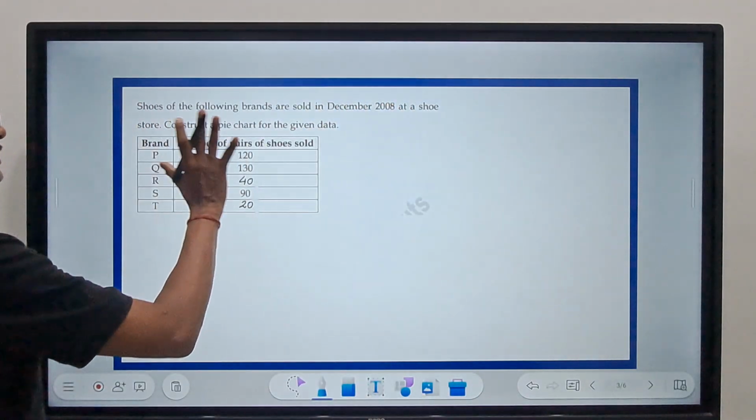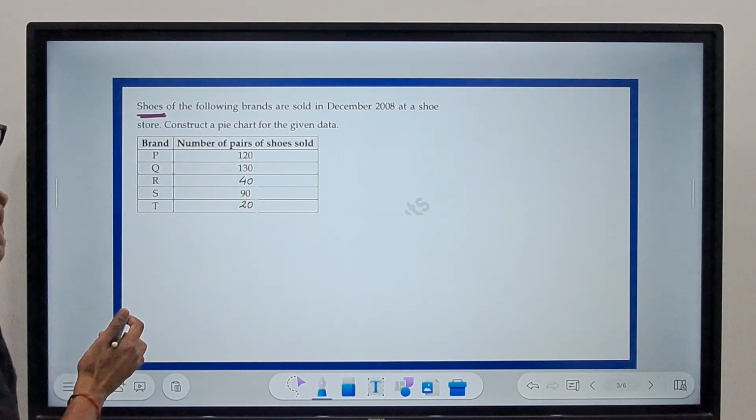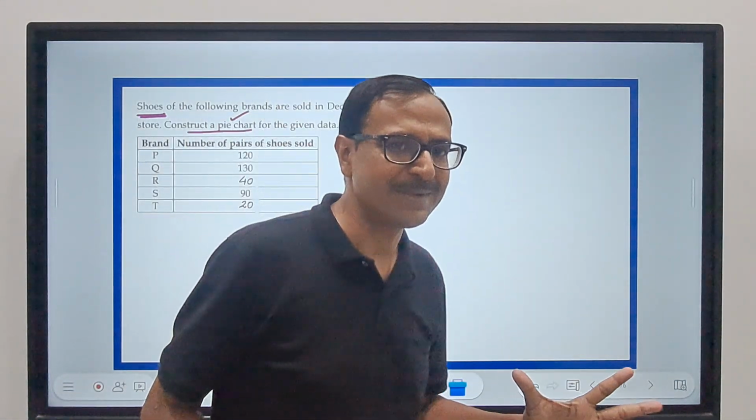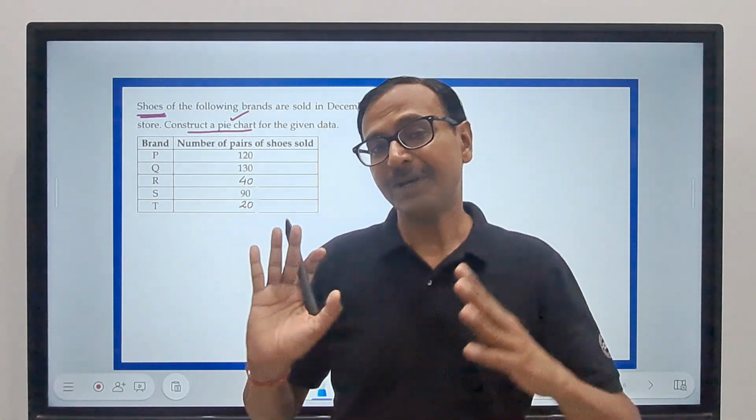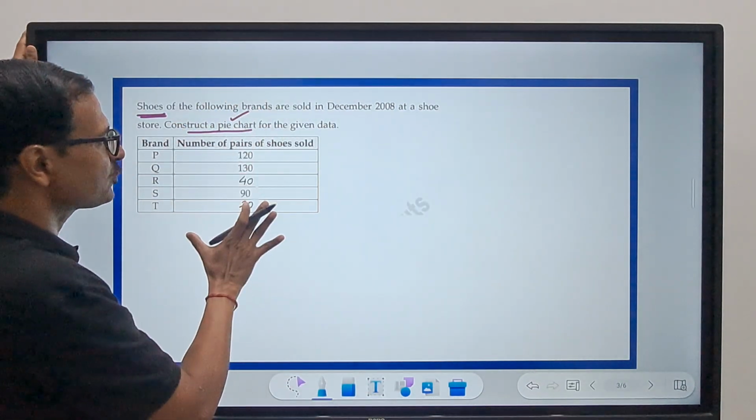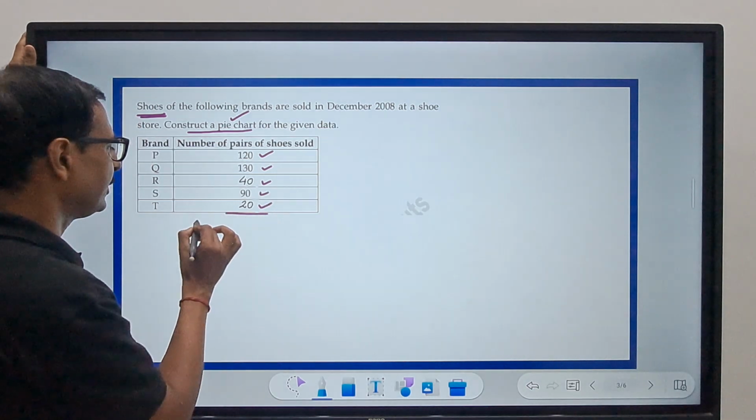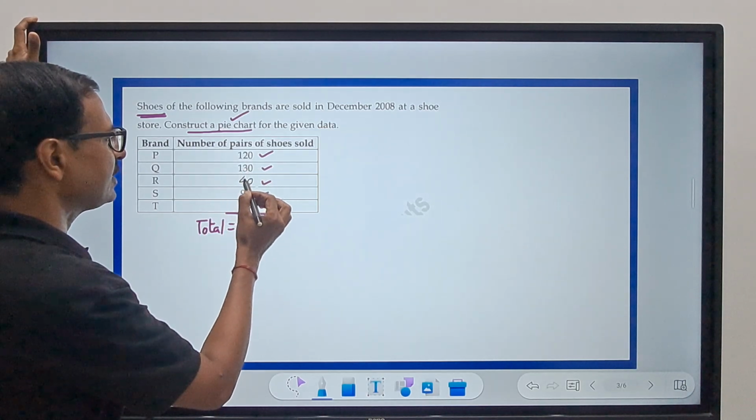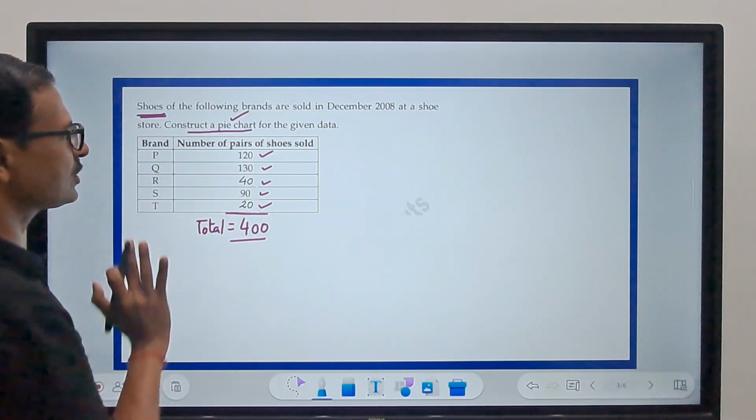So here we have the sales record of shoes in a particular store, and we have to construct a pie chart. How do you construct a pie chart? I'll be constructing it in front of your eyes here. Watch. Given data, convert it to a pie chart. How do we do that? The first thing is that the number of pairs of shoes sold is 120, 130, 40, 90 and 20. If I add all of them, the total is 250, 290, 380, 400. So 400 pairs of shoes are sold.